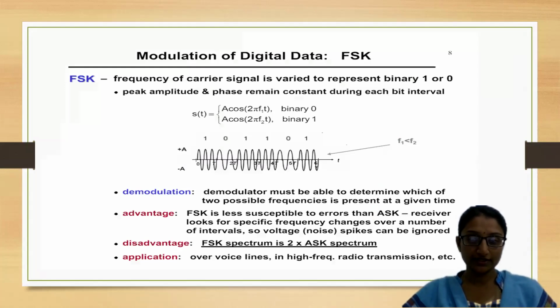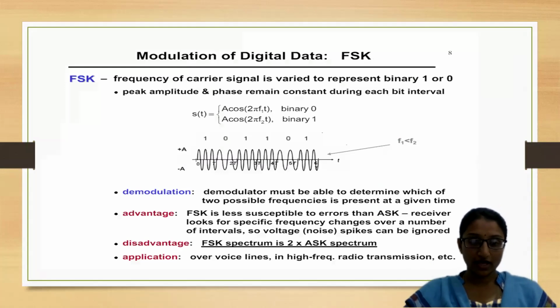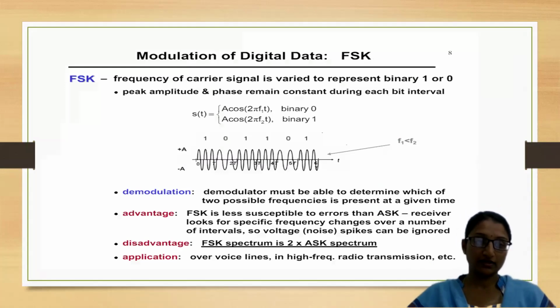Coming to the disadvantages, the FSK spectrum is very much greater than ASK. That means bandwidth increases. Coming to the application, over voice lines and in high frequency radio transmissions, we can go for FSK. Right. So the main drawback is that the bandwidth is high when compared to ASK. The advantage is that it is very much less susceptible to errors compared to ASK.